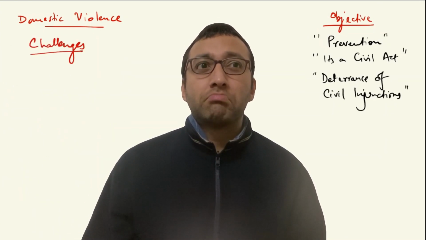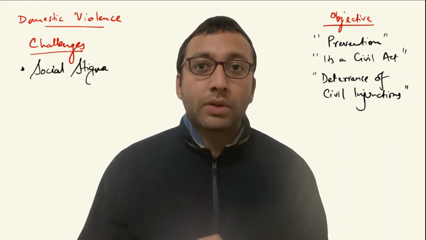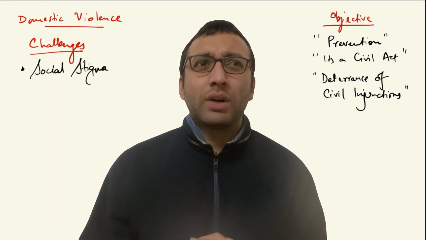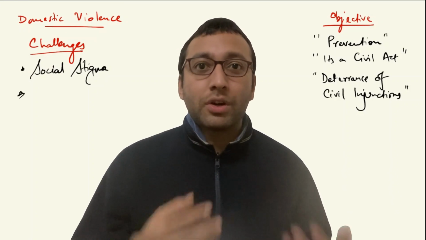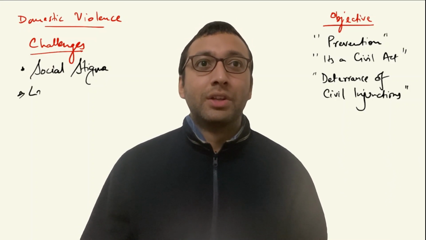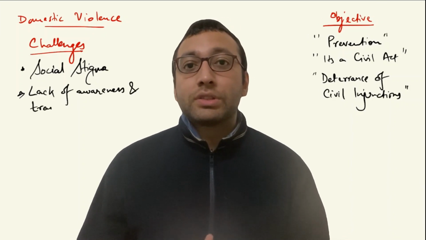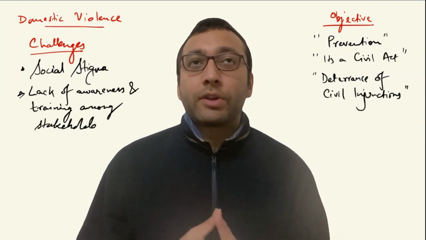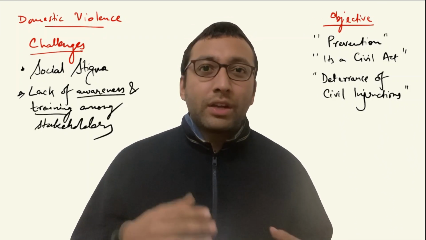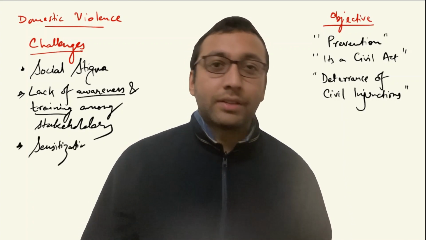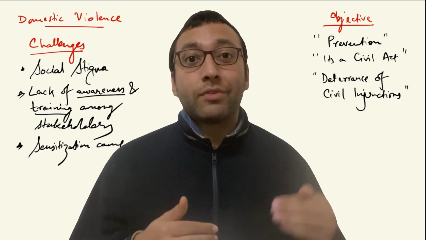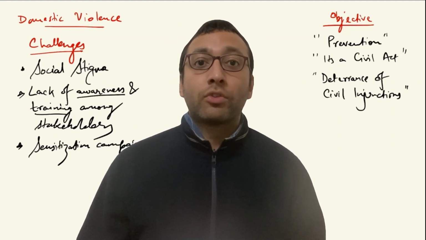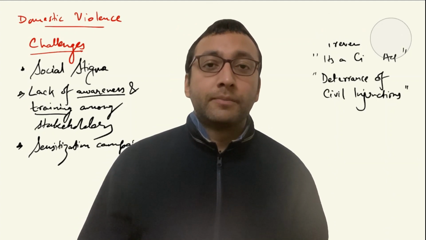Challenges, first of all, social stigma associated with domestic violence, because nobody wants to talk about it, not the victims, not their family. And even if they talk about it, the police officers, the civil society organizations, lawyers, they are not very well aware of it. They are not trained enough. So we need training, we need awareness, we need sensitization campaigns. How many people know that live-in relationships are also included within the definition of domestic relationships? So we need awareness campaigns in that regard.